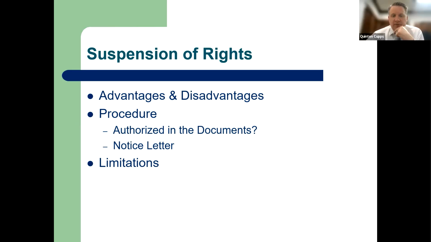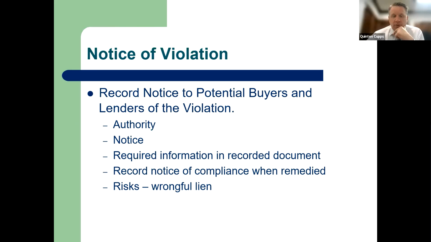The other option, if suspension of rights isn't something you can do, you do have this option in some cases to record what's called a notice of violation. You can actually record a document with the county recorder's office that puts the world on notice that there's a property in your community that has a violation on it. You need to look at your documents.